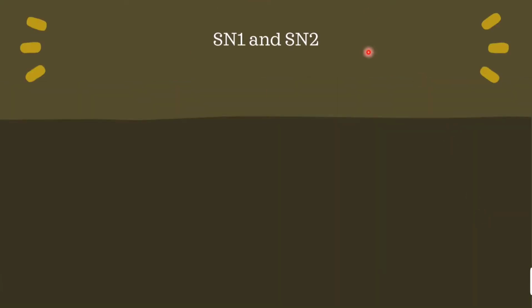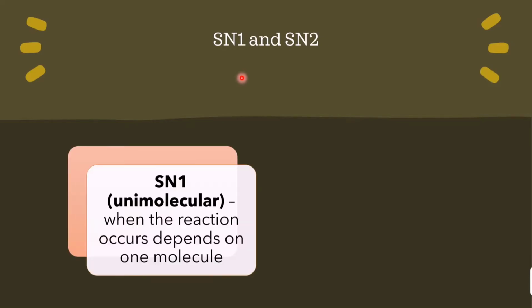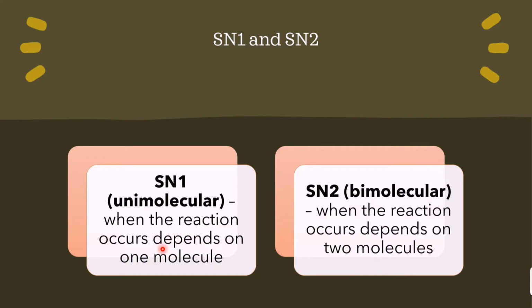So SN1 and SN2. SN1 is unimolecular. So this is a type of nucleophilic substitution when the reaction occurs depending on one molecule only, and SN2, bimolecular, is when the reaction occurs depending on two molecules. So when this reaction happens, it depends on two molecules instead of one.